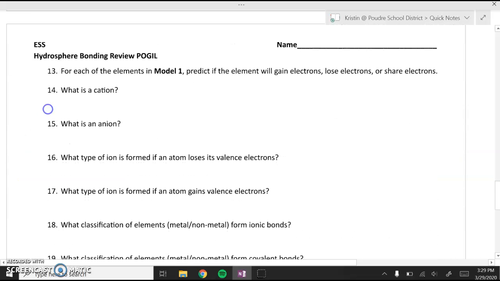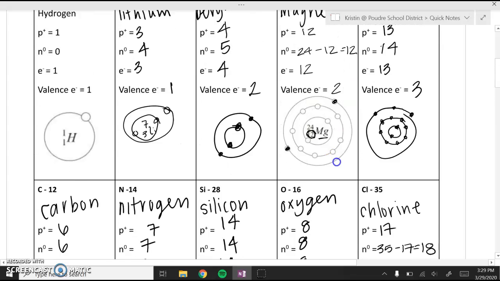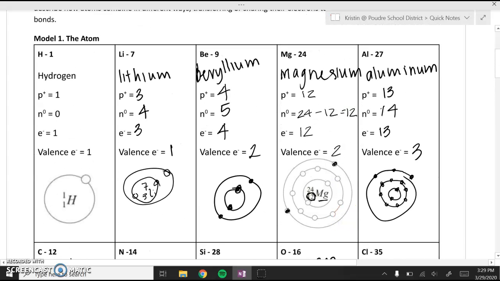All right, so then this next section, go ahead and try to predict if they will gain or lose or share electrons. So to do this, we really want to think about, is it easier to get to 8 by giving away electrons, or is it easier to get to 8 by gaining electrons? So if we scroll back up here, I'm just going to write a G or an L for gain or lose. So hydrogen is kind of like, it could go either way, but typically it loses one, and it has a positive charge. So typically hydrogen loses.